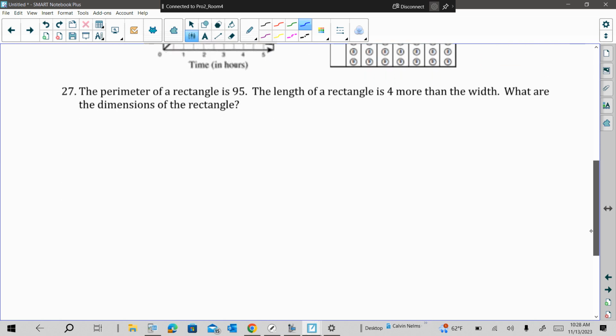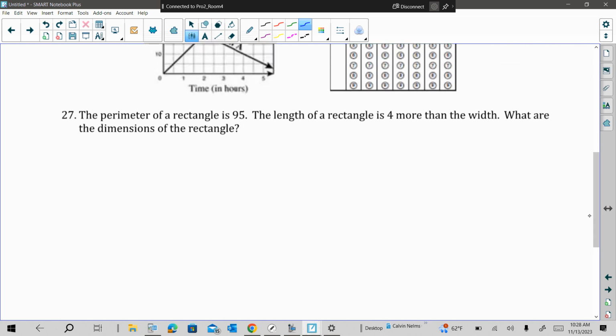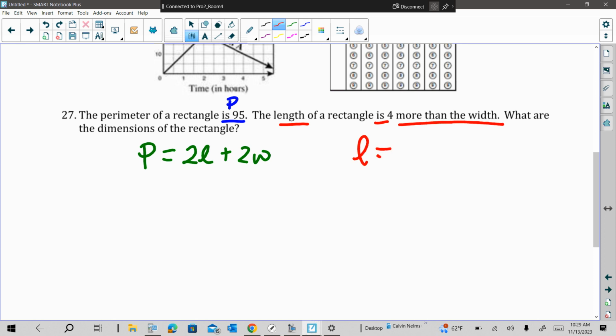And then perimeter of a rectangle. All right, so we've got to remember for a perimeter of a rectangle, that is 2 lengths plus 2 widths gives you perimeter. If I know the perimeter is 95, that is the P. If I know here it says the length is 4 more than the width, my length equals 4 more than the width, whatever my width is plus 4.